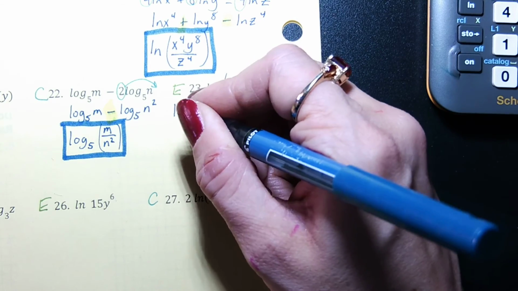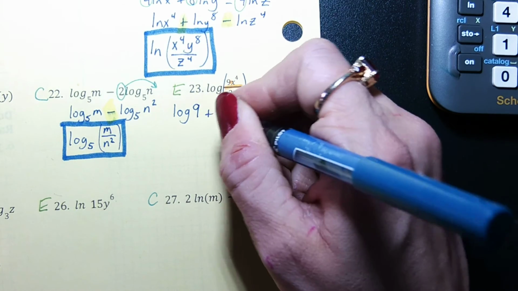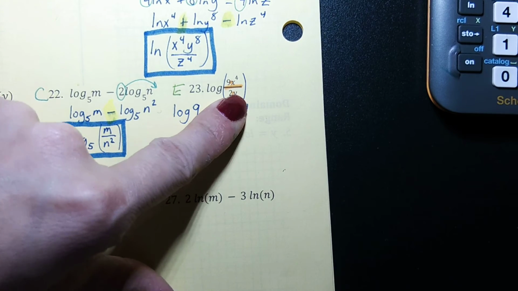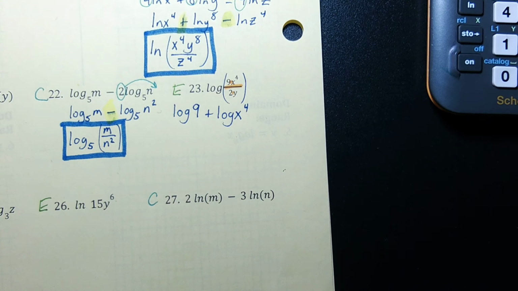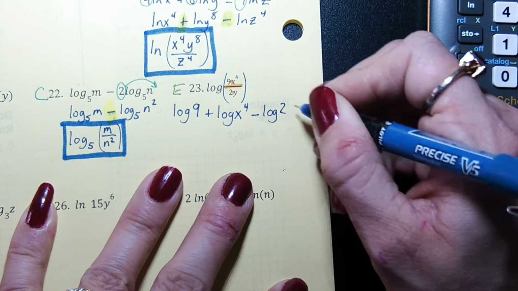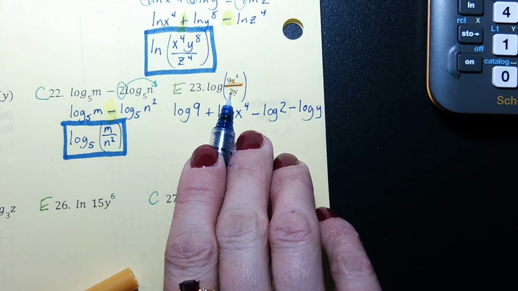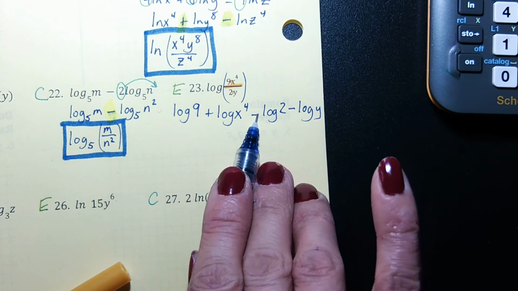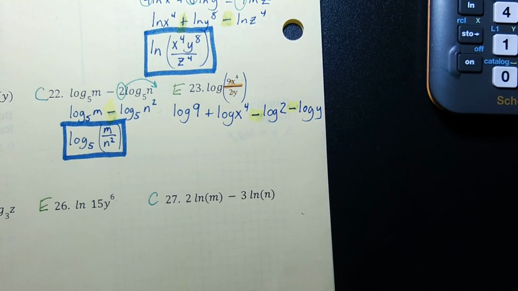So I'm going to start by expanding the 9 and the x to the 4th. So log 9 plus common log x to the 4th. But now for this part, folks, I'm dividing by 2 and I'm dividing by the y. So what this means is I'm actually going to have a minus sign in front of each of those corresponding logs. So yes, there is multiplication going on between the 2 and the y, but it's their location of being downstairs, like a negative exponent, that makes both of these subtraction. So sometimes this one throws students off.